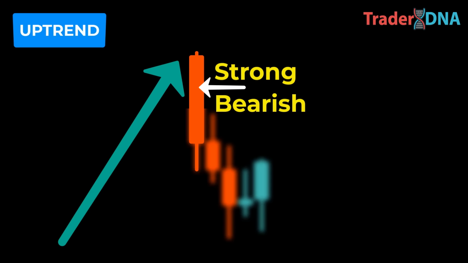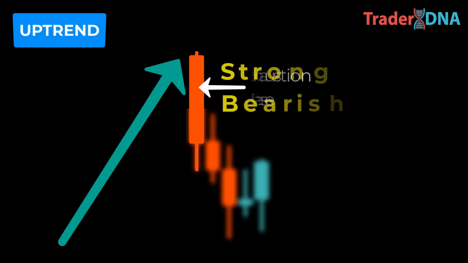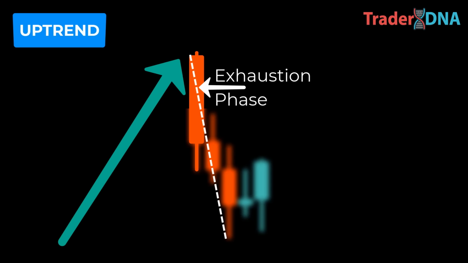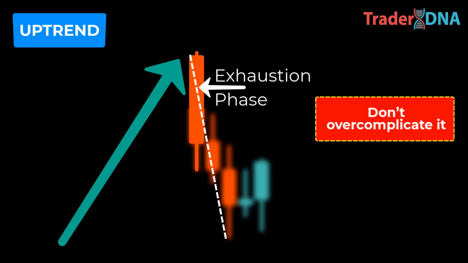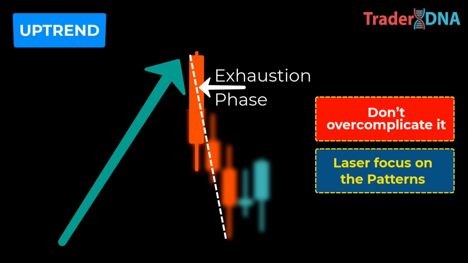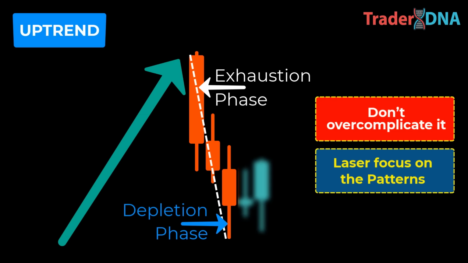But now, as it dips back down, we call this phase the exhaustion phase. Now, what does that mean in simple terms? It's like the market is hitting the pause button. It's just taking a quick breather, slowing down after a big push upward. Don't overcomplicate it. Don't go into a deep dive about why it's happening. Instead, laser focus on what really matters. The patterns. In this exhaustion phase, you'll see strong bearish candles, those red ones, pushing lower but still respecting the overall trend, which is up.